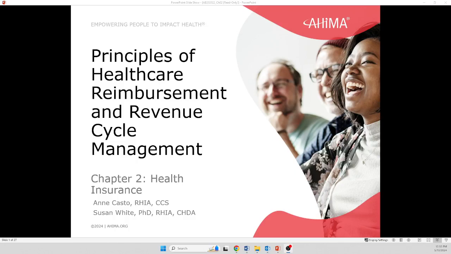This is a lecture about Chapter 2, Health Insurance, in our revenue book. We're going to be learning about different types of health insurance as well as managed care organizations. On your Module 1 test, there will be 20 questions from Chapter 2 for a total of 36 questions on the Module 1 unit exam.